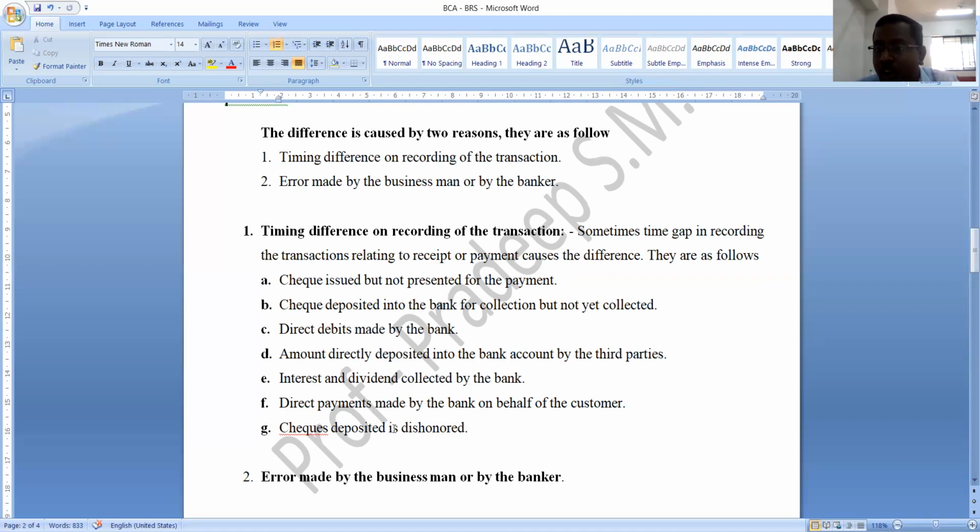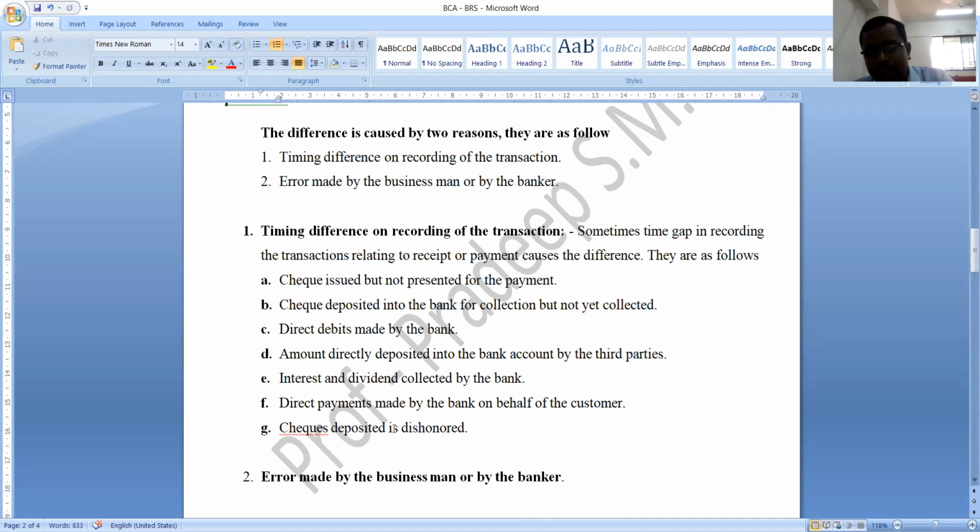It means it is dishonored, meaning the person who has given the check to you is not having enough balance in his account. It may be one of the reasons, or there is some mistake with that particular check. That is the reason the check that is deposited is dishonored. So at that time, what happens? That particular entry appears only in the cash book. It will not appear in the passbook. So it causes the difference between cash book balance and passbook balance.